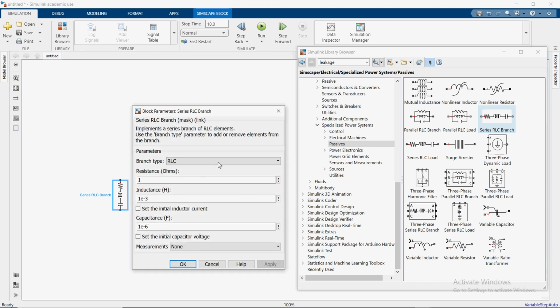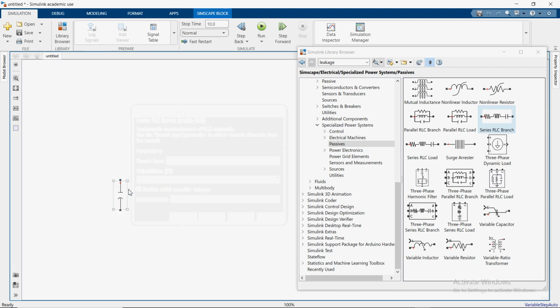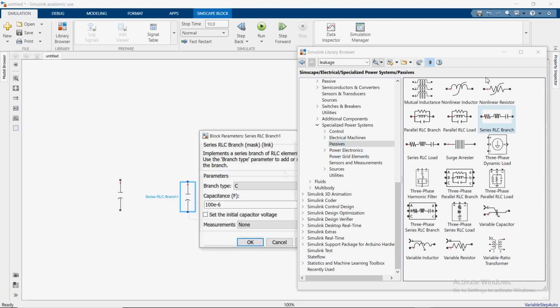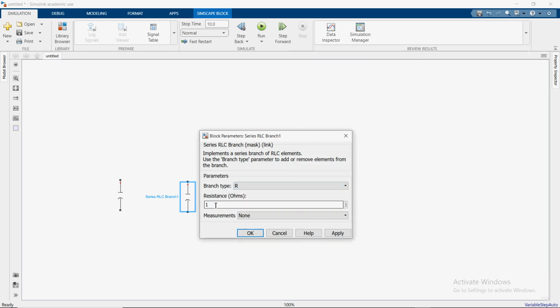So double click here, and instead of RLC, select C and give its proper value, that is 100 e to the power minus 6, that is 100 microfarad. Apply. OK. You can copy this block, so Control C and Control V. Now instead of capacitance here, you will select the resistance, and give it 10 to the power 3, that is 10K. Apply. OK.